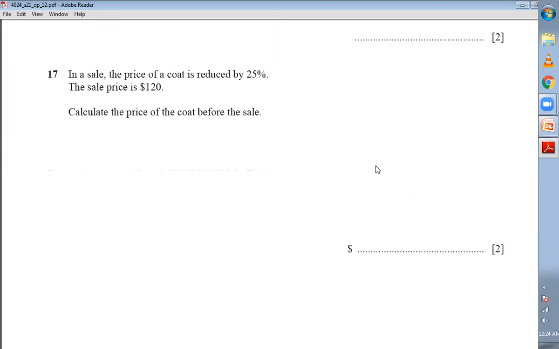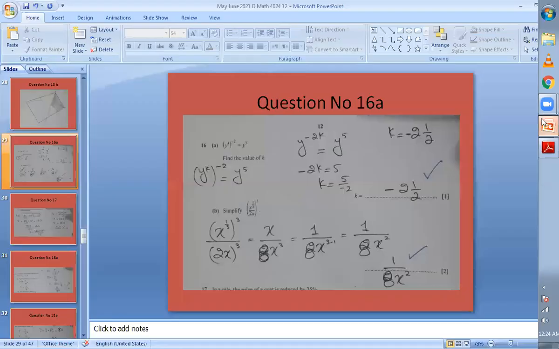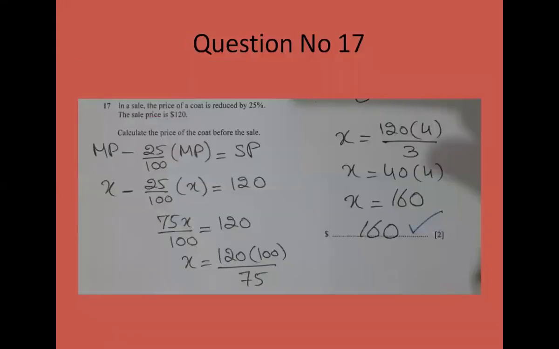The next question coming up on your screen is question number 17. He says, in a sale, the price of a coat is reduced by 25%. The sale price is 120 dollars. Calculate the price of the coat before the sale. The price of the coat before the sale is known as marked price. So you will have marked price minus 25% of the marked price equals the sale price. Just put the values and you will be able to find the value of your marked price, the price before the sale. On your screen, you can see the marked price minus 25% of the marked price is equal to the sale price.